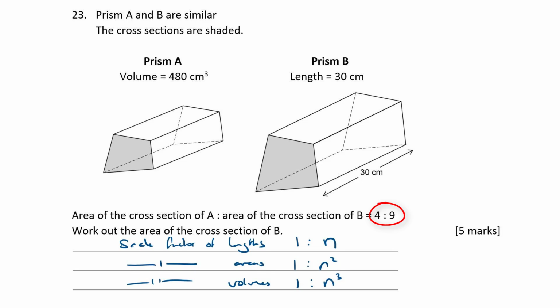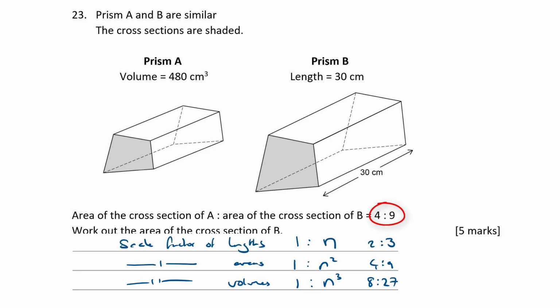So if they're in the ratio of 4 to 9, then the ratio of their lengths is going to be the square root of that. So the square root of 4 is 2, and the square root of 9 is 3. That means their lengths are going to be in the ratio of 2 to 3. And their volumes then are going to be the cube of 2 and 3, so they're going to be in the ratio of 8 to 27.